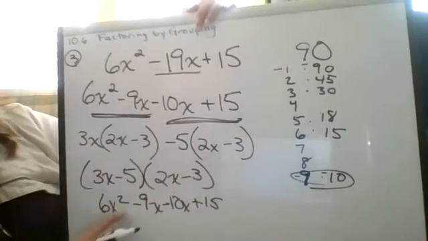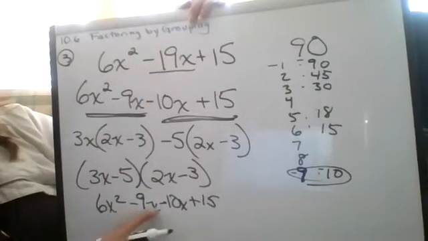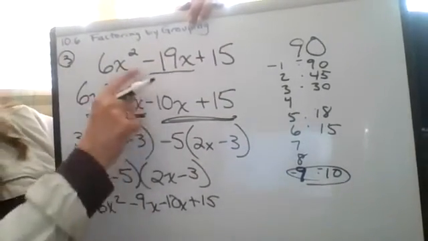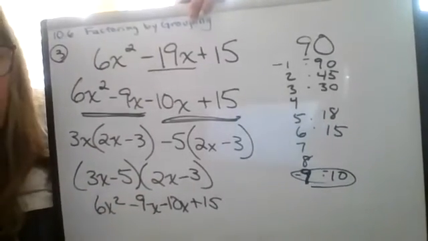So I've got my 6x squared and my 15 match. But what about the middle terms? What is -9x and -10x? Yep, it's -19x. So this worked. We did it. Okay, good job.